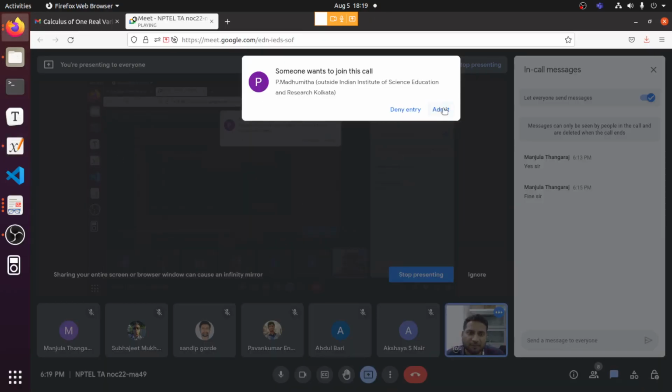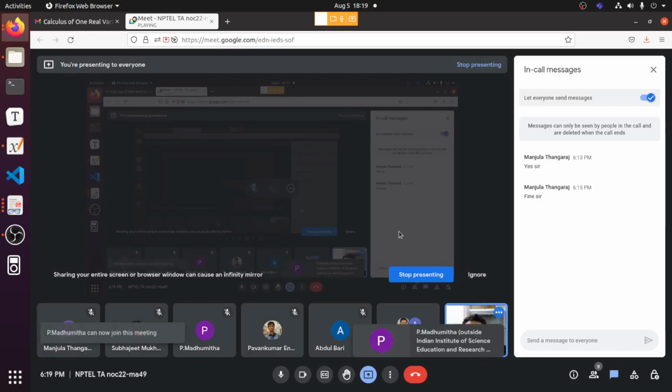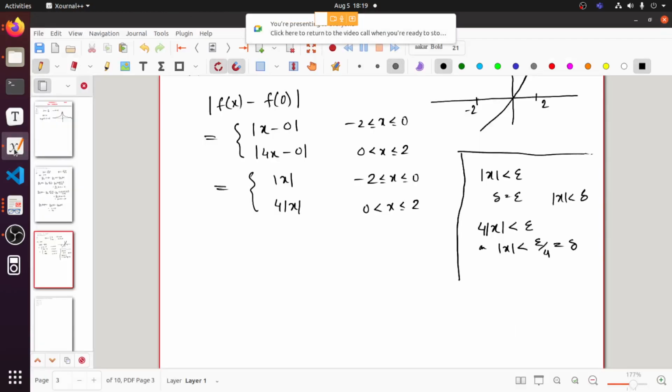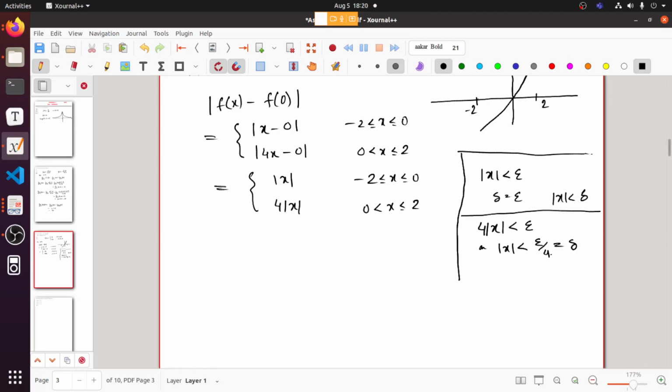Can somebody say what will be the choice of delta, so that both you can make less than epsilon? So for the first one you get delta equals epsilon, and for the second case you get delta equals epsilon by 4, right? So choose the minimum of these two. Choose delta equals the minimum of epsilon and epsilon by 4, right?